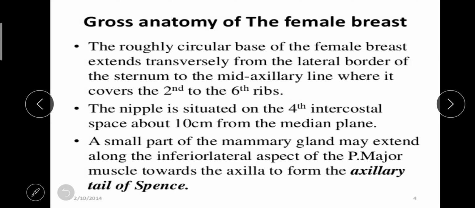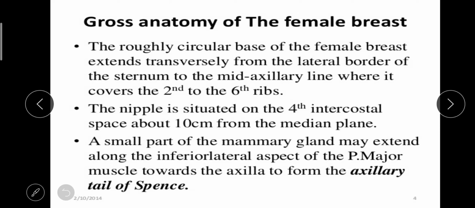Hello students, today we are going to discuss the gross anatomy of the female breast. It is a roughly circular base extending transversely from the lateral border of the sternum to the mid axillary line, where it covers the second to sixth ribs. The nipple is situated at the fourth intercostal space, about 10 cm from the median plane.